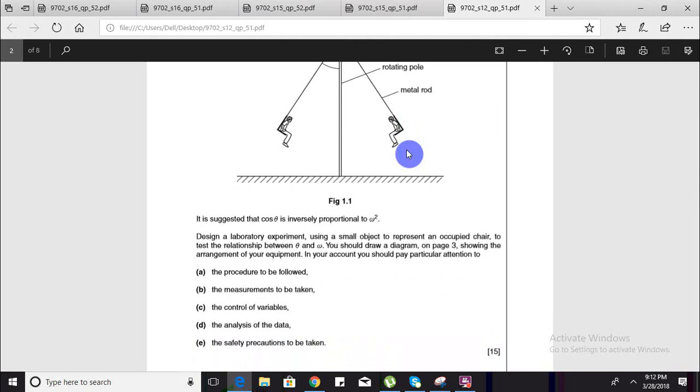Safety precautions: you might want to have safety goggles in case whatever mass is being carried gets dislodged and hits you in the eye. Probably not going to be a pretty sight if you don't take the appropriate precautions.